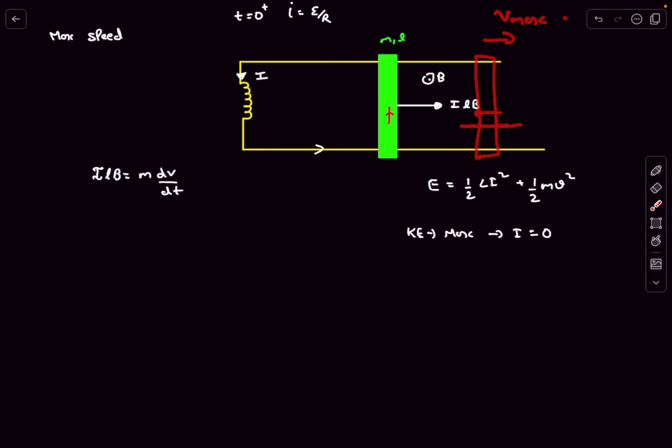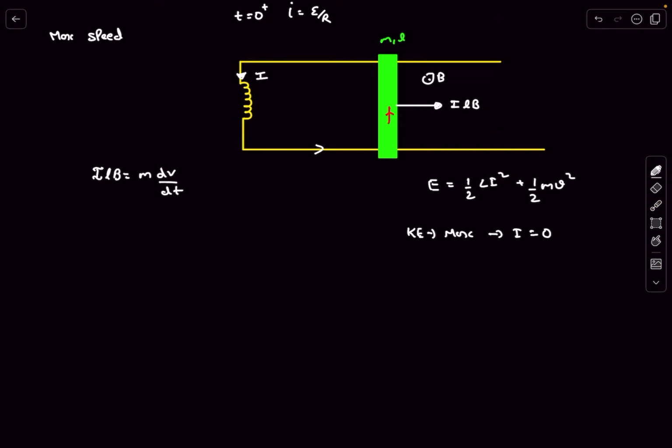Now you can consider the induced EMF, VBL. Because of this, a clockwise current will start running, and now the rod is going to decelerate. In the extreme position, again its velocity will be 0 and the current in the circuit will be I max, and this will keep on performing this oscillatory motion.